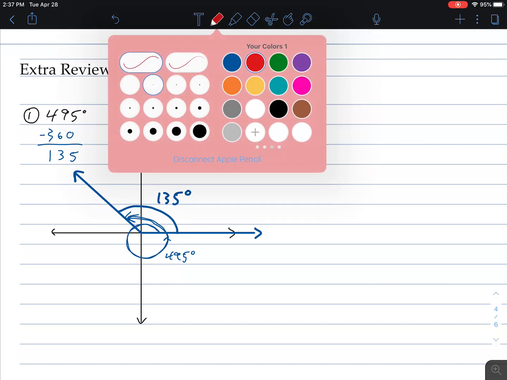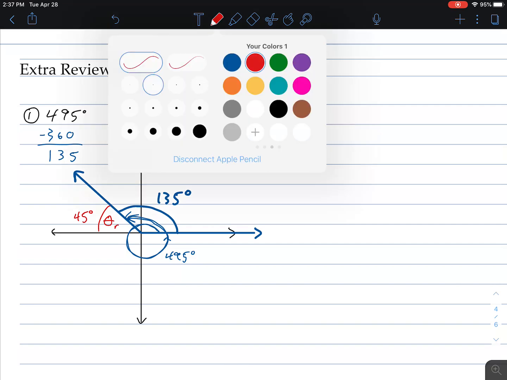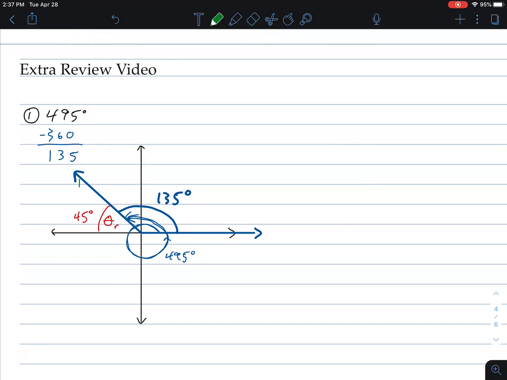All right, so now I need to find my reference angle. That's to get to the x-axis. So this is my reference angle, and in order to get up to 180 degrees, this has to be 45. Okay, so now I know I've basically created a 45, 45, 90. I'm going to draw this. Okay, so now I have my little right triangle.